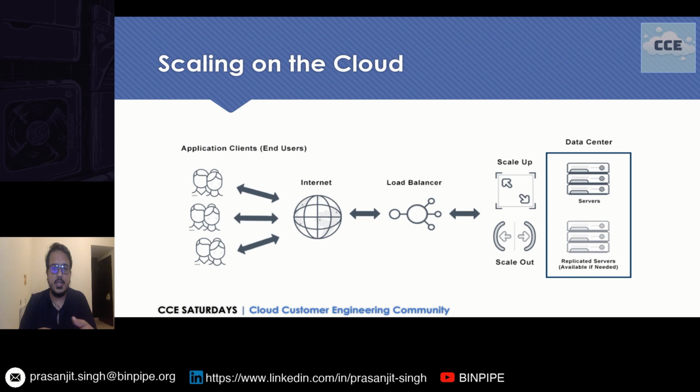And through the internet, they connect to a load balancer, and the load balancer forwards the traffic back into your servers. Now, these servers can be scaled up or scaled down based on the load that comes in. By load, I mean the traffic or the usage. All right, so this is how a basic infrastructure, basic application looks like.